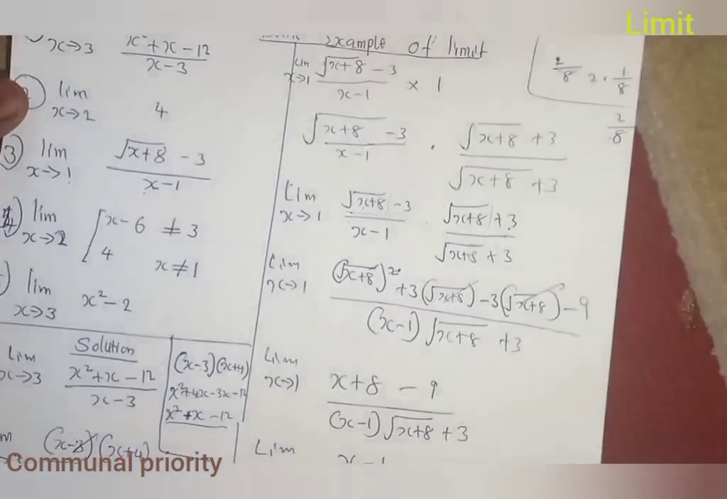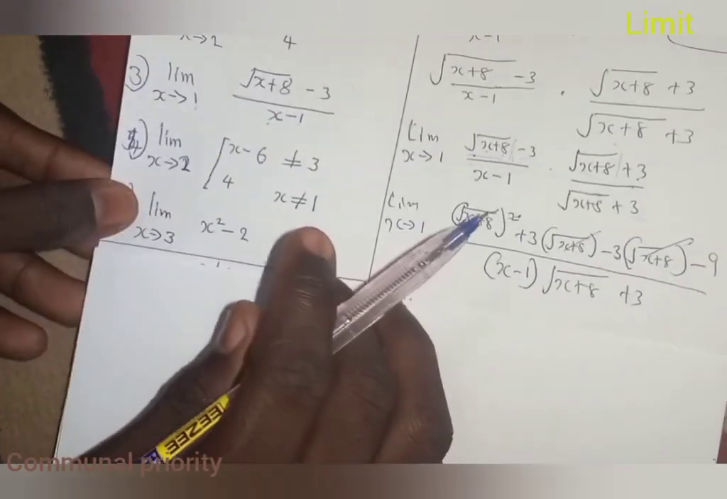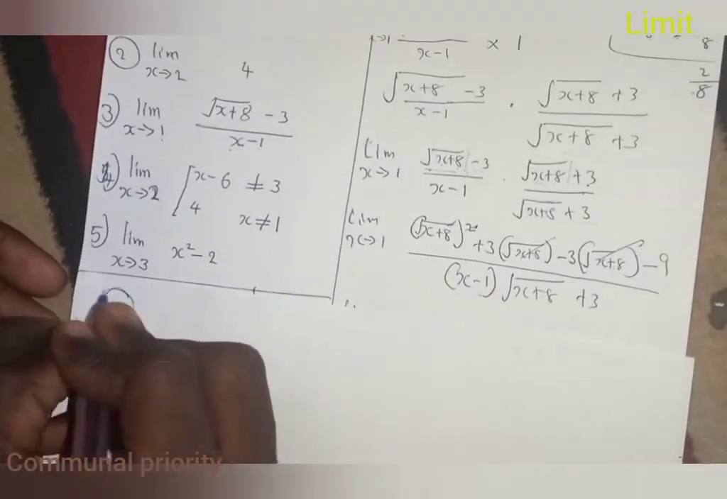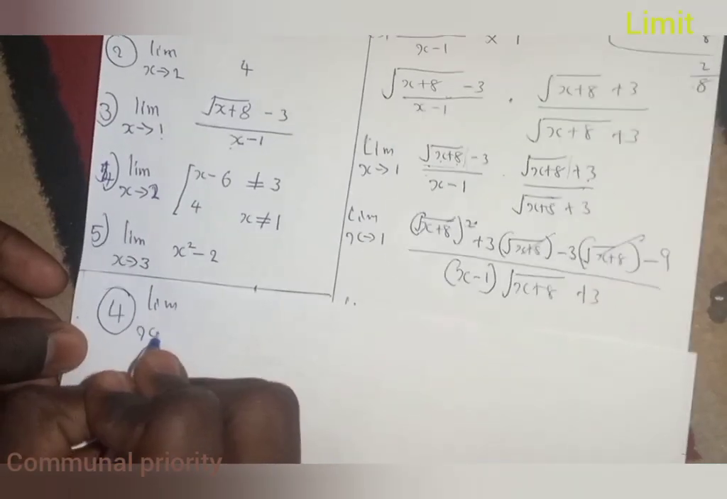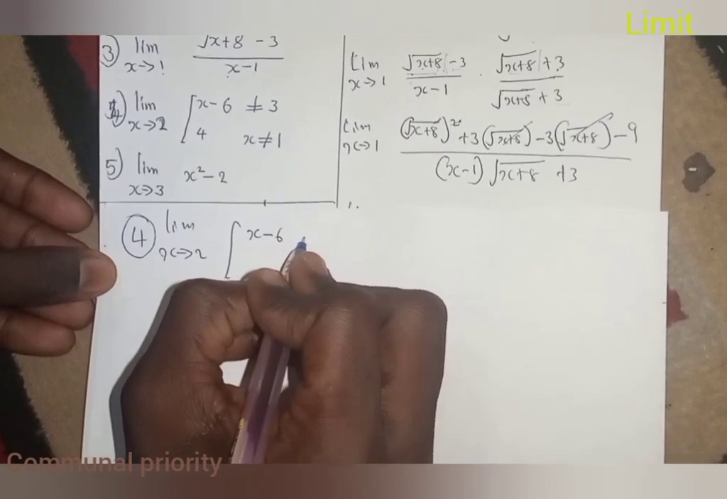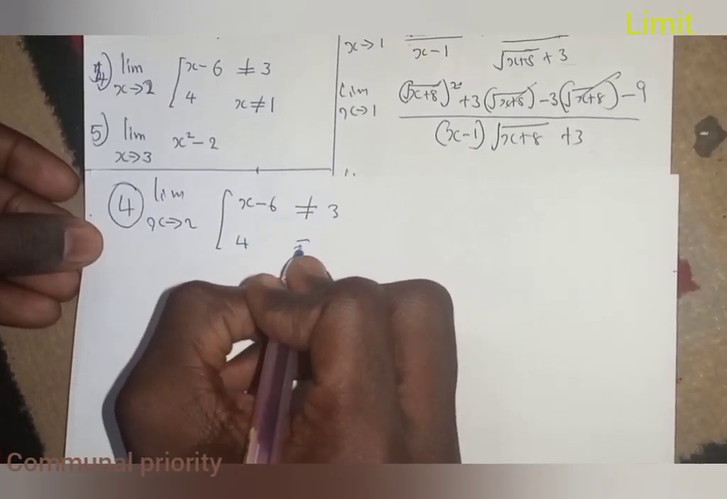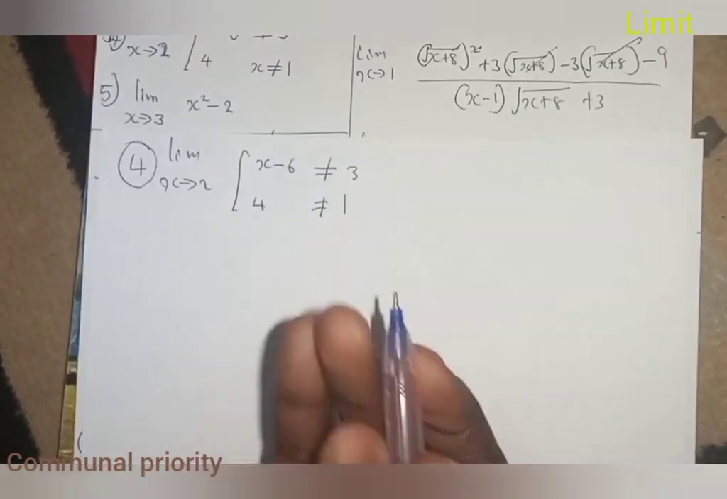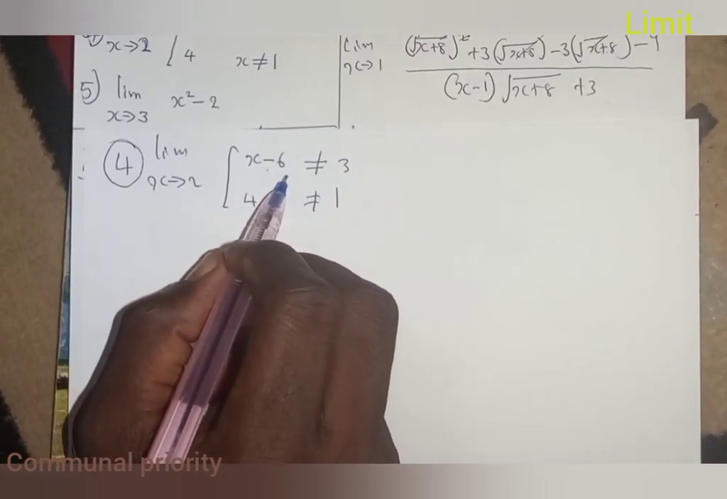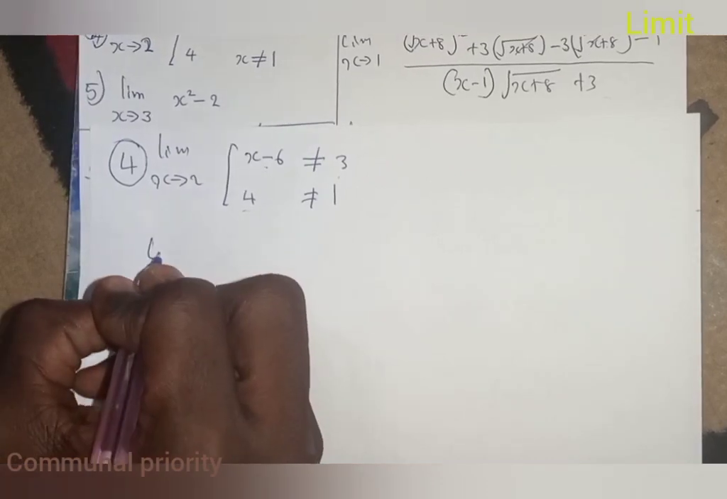So now we are moving to the next question, which is question number 4. Question number 4 says, find the limit as x approaches 2 of x minus 6, where x minus 6 is not equal to 3, and 4 is not equal to 1. This is very simple if you pay attention. They say if you substitute the value of x here, we should make sure our value is not equal to 3, as well as the other one is not equal to 1. So this is simply correct.